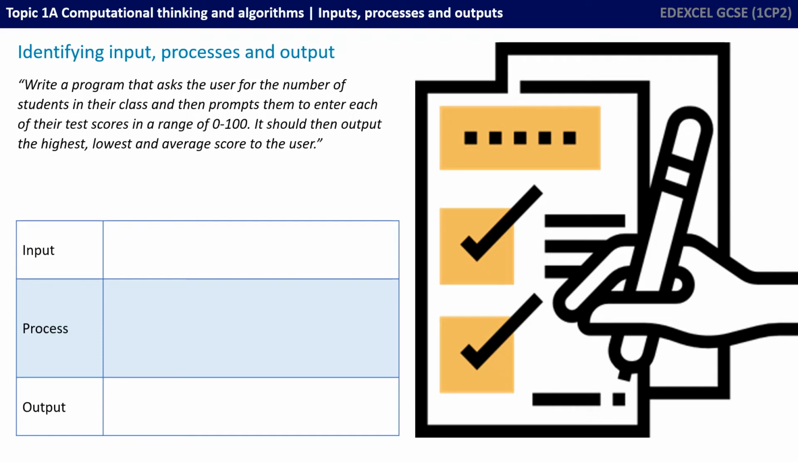Let's look at another scenario. Write a program which will ask the user for the number of students in their class and then prompt them to enter each of their test scores in a range 0 to 100. It should then output the highest, lowest, and average score to the user. Now why don't you pause this video for a second and see if you can sketch out on a piece of paper the inputs, processes, and outputs that would be needed for this program.